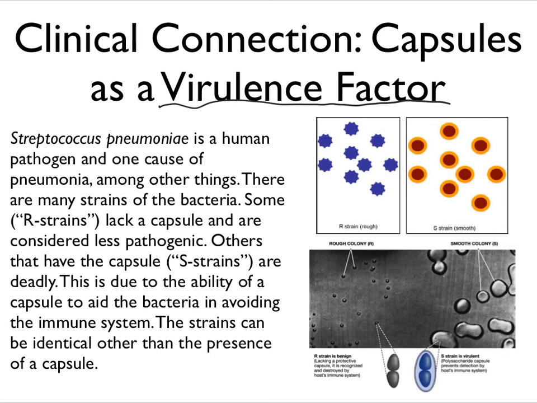Just to give you an example, all right? Streptococcus pneumoniae is a human pathogen. It's a common bacteria. It's actually found in a lot of people. Many people have native populations of Streptococcus pneumoniae. As you might guess from the name, it is also capable of causing human disease. It can cause pneumonia. Some people have strep pneumoniae and they don't have pneumonia. Some people have it and they do get pneumonia.